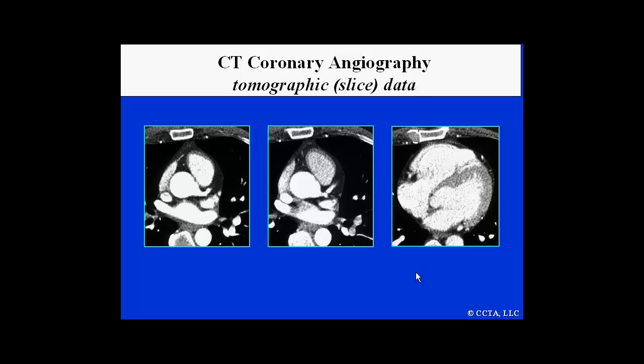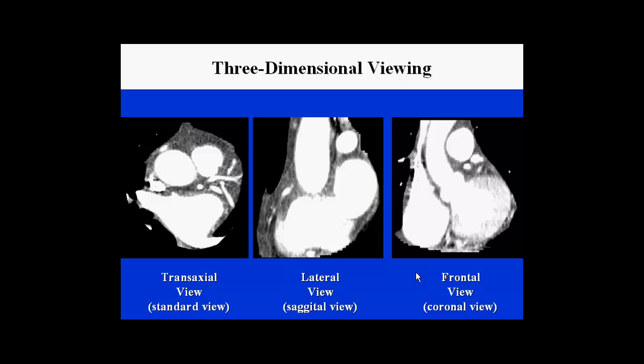When we're presenting this data for evaluation, we take the images in individual tomographic slices and then are required to look at them at multiple views from multiple angles. So even though we have standard transaxial images shown on this slide, you need to understand how to reprocess them into orthogonal images in a transaxial view, a lateral or sagittal view, or in a frontal or coronal view.